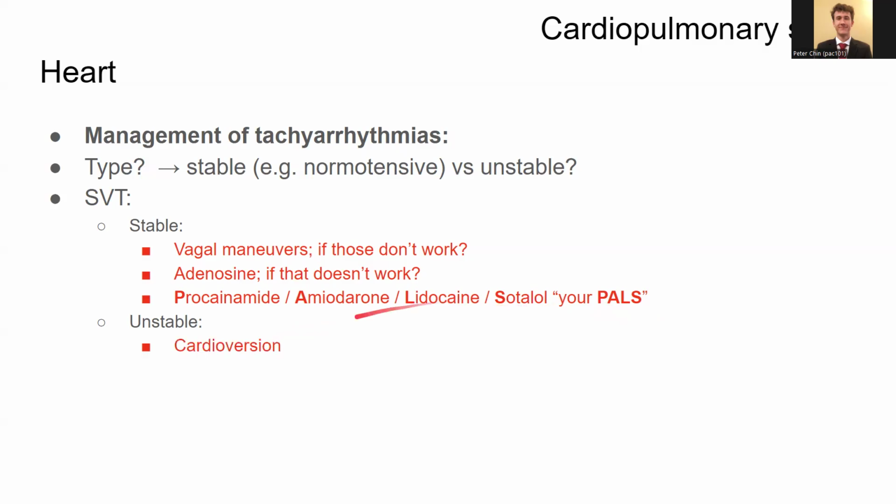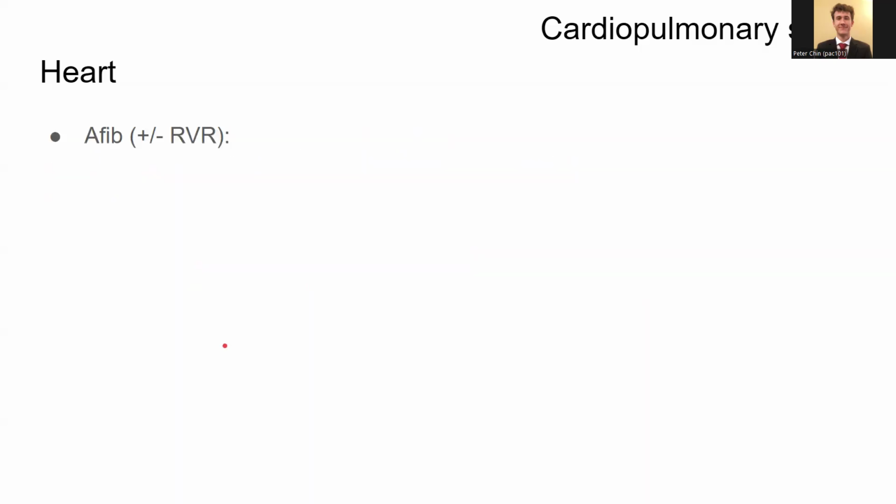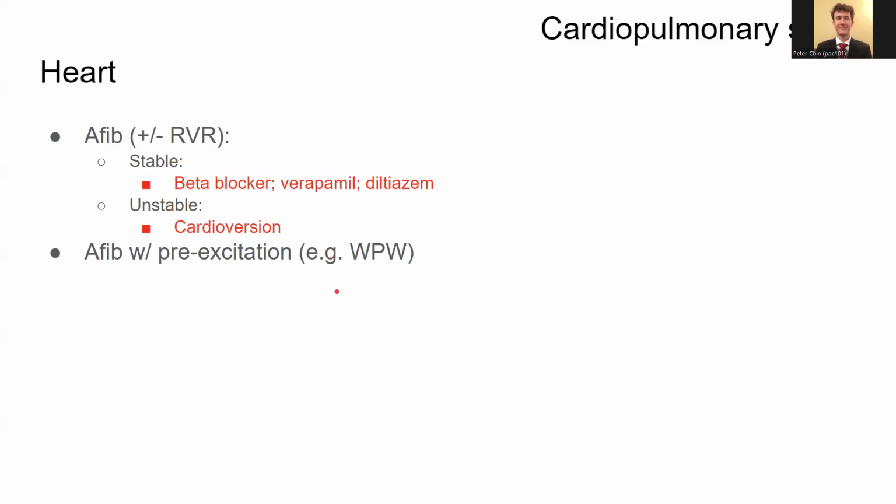If they're unstable, they get cardioversion. For someone who has AFib with or without RVR, again, determine if they're stable or unstable. If they're stable, they get beta blocker, verapamil, or diltiazem. If they're unstable, they get cardioversion. We talked about this before, but based on my understanding, if someone is in RVR, that doesn't immediately mean that they get cardioversion. So that by itself doesn't indicate cardioversion. It's more about the stability versus the instability.